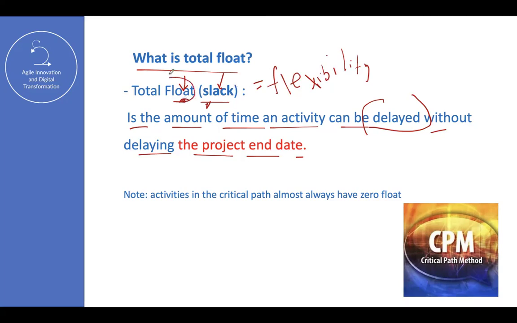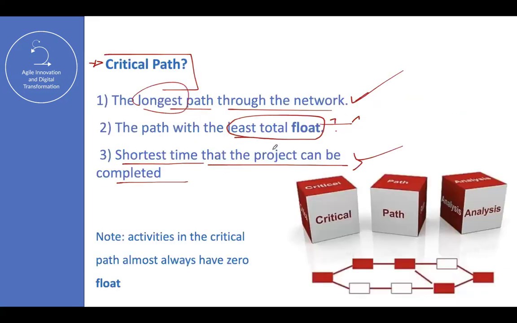So what is a float? It's a flexibility that you have in that specific activity. So the activities in the critical path almost always have a 0 float. So we don't have flexibility. You cannot delay an activity that is part of the critical path. So let me go back one more time. I'm going to refresh this definition. So now that we know that the total float is the amount of time that we can delay an activity without delaying the final implementation of the project, now we can understand the 3 definitions of the critical path.